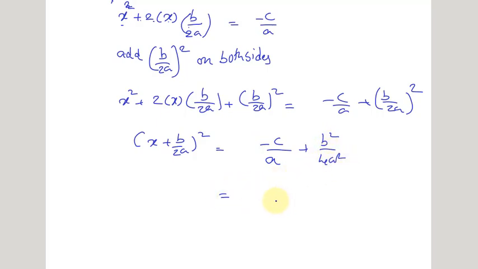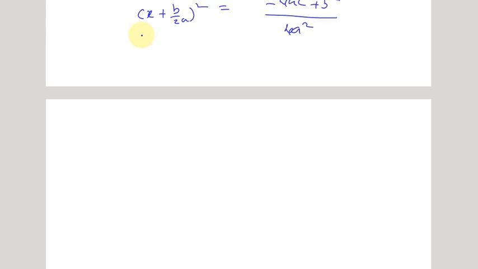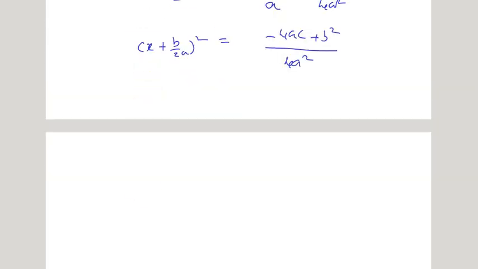Now if you take the LCM for the RHS terms, the LCM becomes 4a square. Now this can be written as minus 4ac plus b square. The LHS I am writing as x plus b by 2a whole square is equal to this. Now, interchanging the terms in it, this can be written as b square minus 4ac by 4a square.